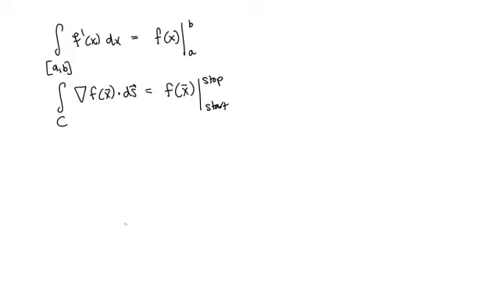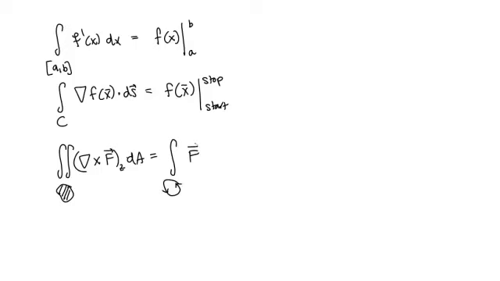Now we've got Green's theorem. Green's theorem says that if we have the double integral over some two-dimensional region of the del operator crossed with f, well, at least its z component, dA, then that would be the same thing as the integral over the outer boundary of f dotted ds.